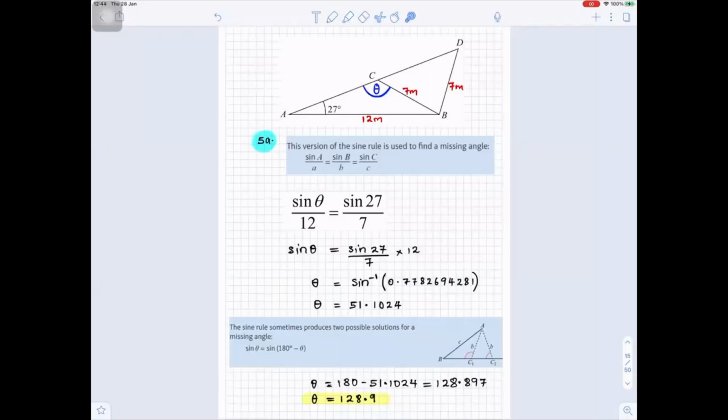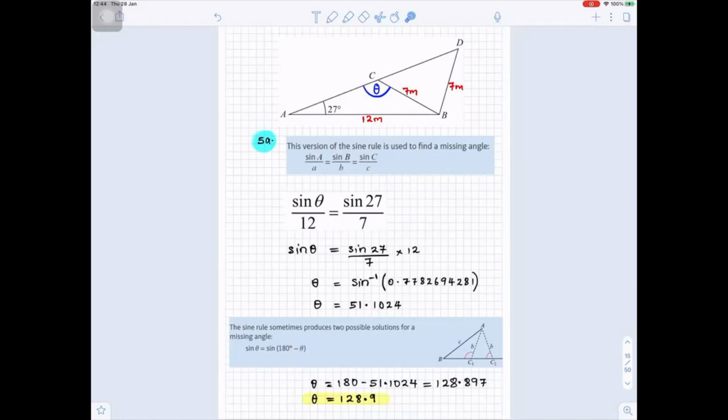So what you want to do is sine theta divided by 12 is equal to sine 27 divided by 7. So for sine theta, we take the 12 to the right hand side, it becomes times 12. So it becomes sine 27 over 7 times 12. And to get the angle, we find inverse sine of that. So inverse sine of 0.778 will give you the angle theta as 51.1024.